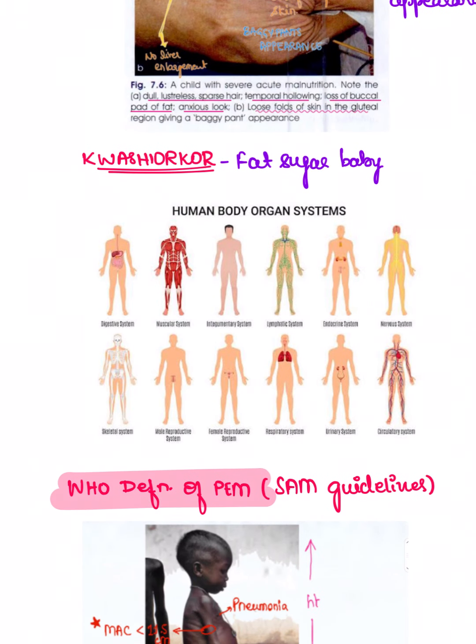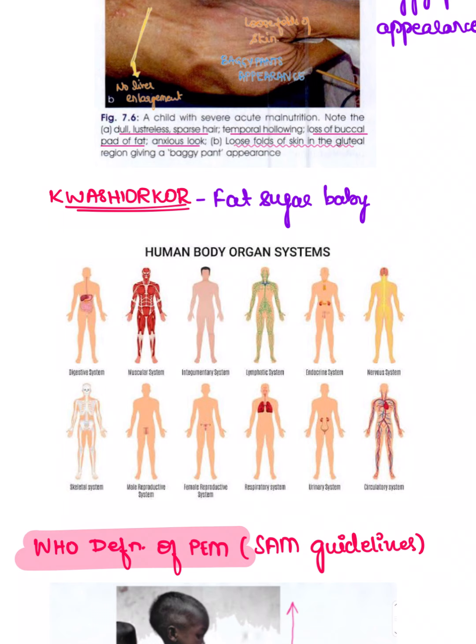Coming to Kwashiorkor, it is generally seen in children who are 1 to 5 years of age, and the child is simply described as a fat sugar baby. Some of the important criteria for diagnosing Kwashiorkor: the first criterion is that the child will have pitting edema, with 80 to 60% weight for height.